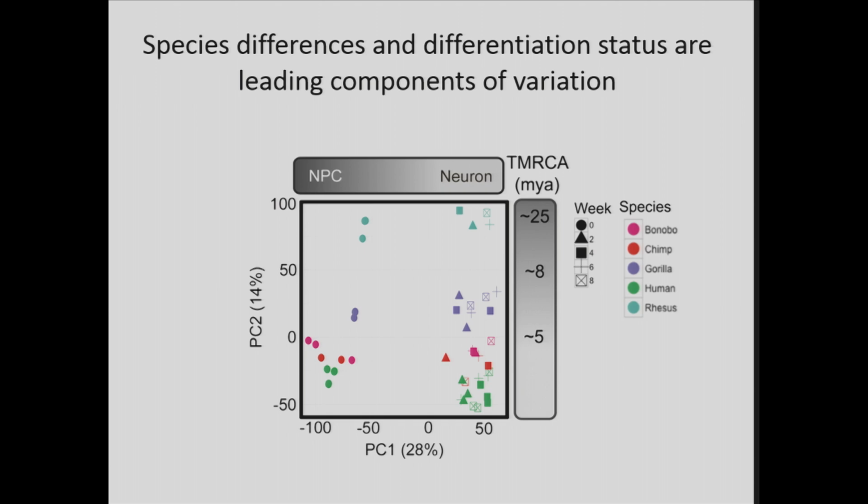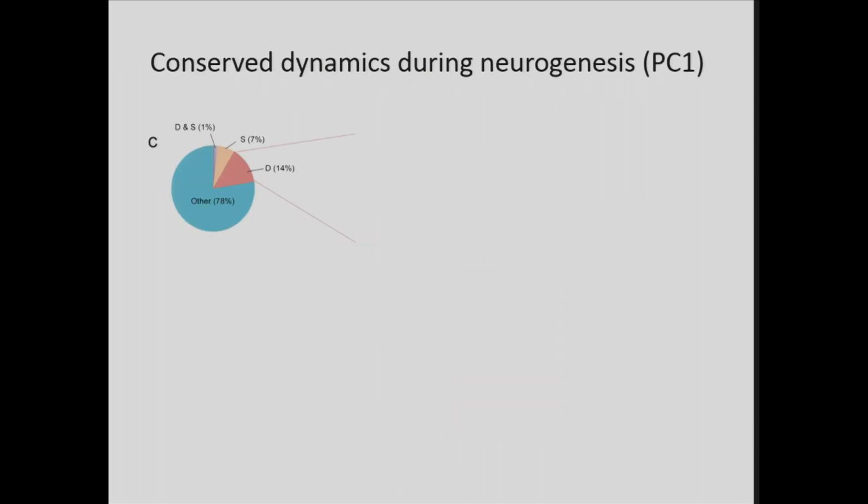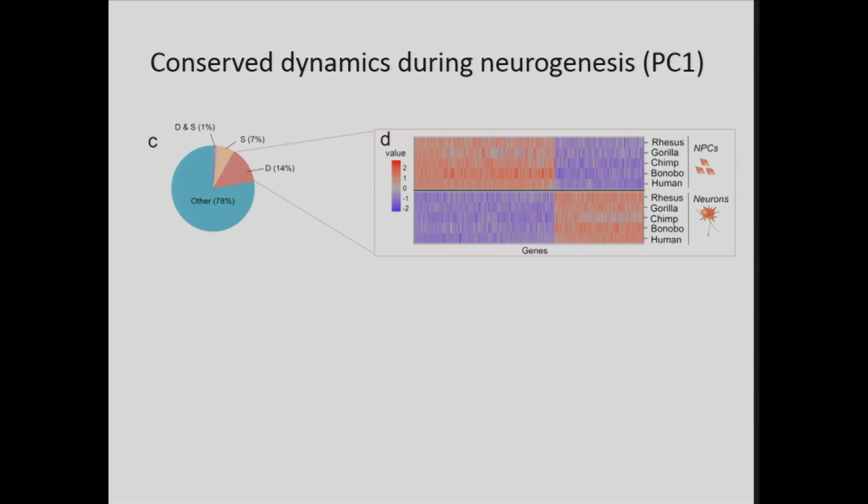And I know I have convinced you already that that is not a methodological error. This is not due to alignment. This is gene expression differences that are due to evolutionary time. So first, to understand what's going on here, I took a look at what differences are underlying this conserved transition from neural progenitor cell to neuron.